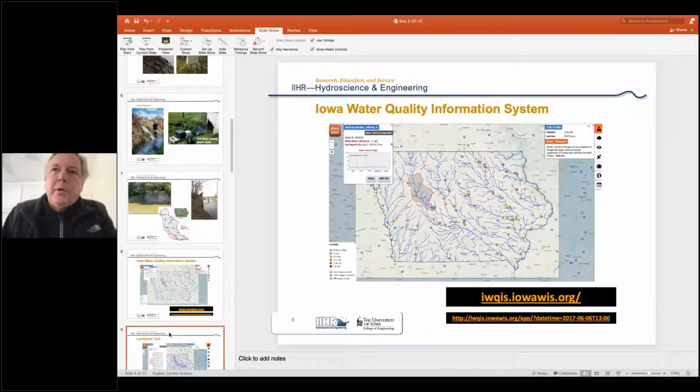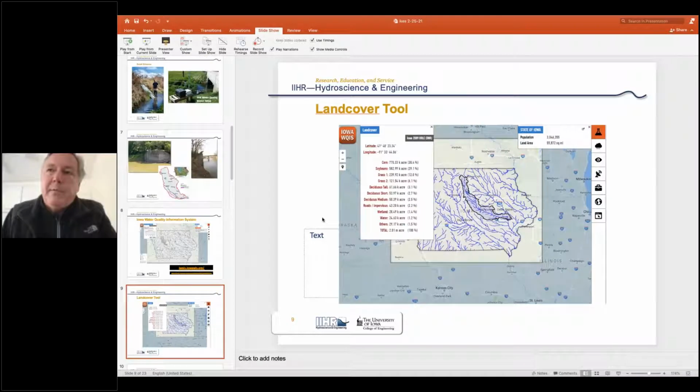And so there's an excellent land use tool on the website. You can click on any spot in Iowa. It will delineate the upstream area and give you the land cover in that watershed. For example, this is the Iowa River upstream of Iowa City, and you can see about 38% corn, 29% soybeans, and so on. So it's a really nice tool.